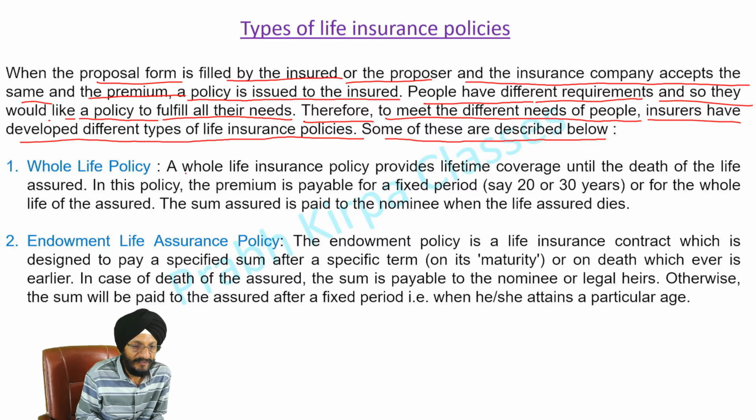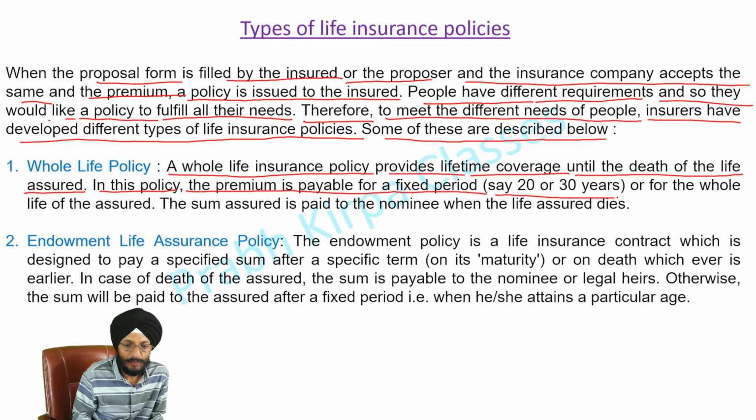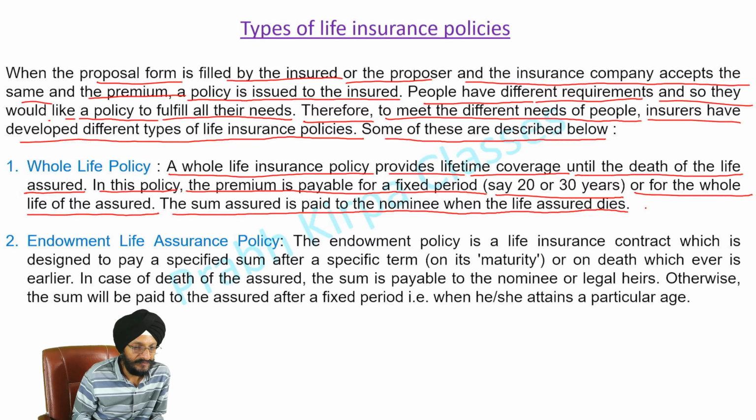First is the whole life policy. A whole life insurance policy provides lifetime coverage until the death of the life assured. In this policy, the premium is payable for a fixed period, say 20 or 30 years, or for the whole life of the assured. The sum assured is paid to the nominee when the life assured dies.